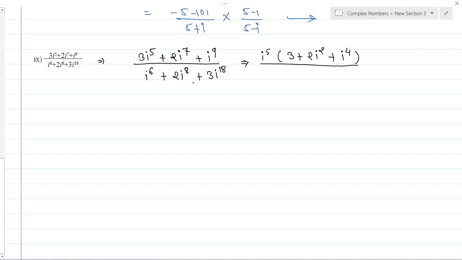Now what can you take common from the denominator? I raised to power which is the smaller one, 6, that I will take common. So after taking i^6 from the first, 1 remains, plus 2 into, from 8 subtract 6 leaves 2, plus 3 into, from 18 subtract 6, how much is left? 12. This is equals to, see here, i raised to power 5 upon i raised to power 6. This is equals to what? 1 by i. Yes or no?